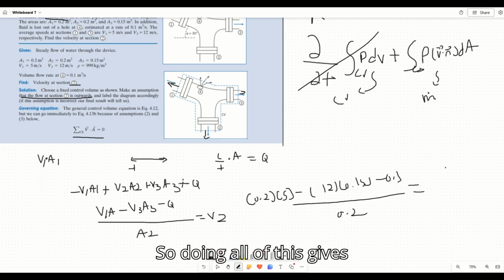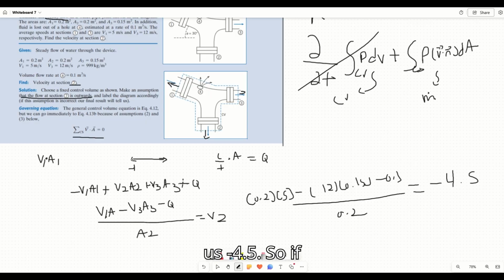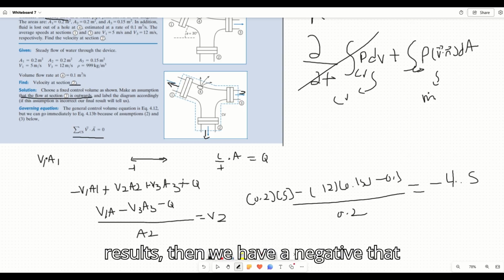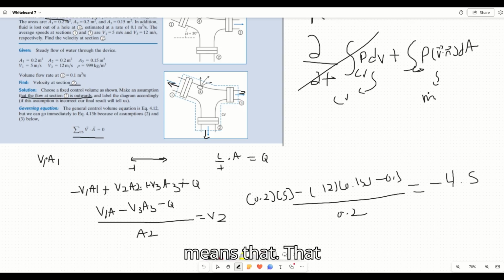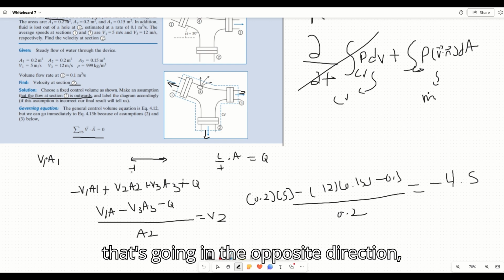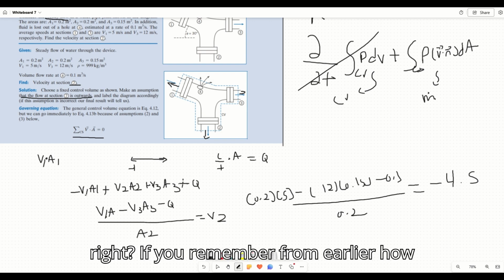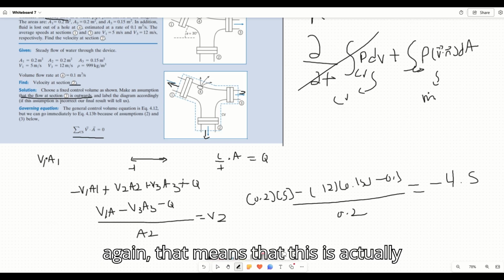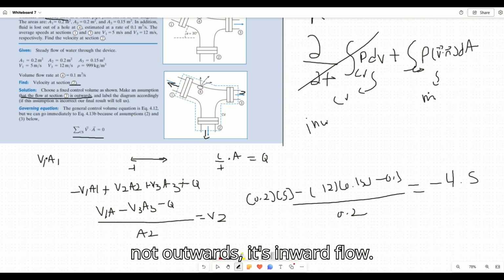So doing all of this gives us -4.5. So if the assumption is incorrect, our final result will tell us. Now we have a negative. That means that it's going in the opposite direction, right? If you remember from earlier how we got the negative here and we solved again, that means that this is actually not outwards, it's inward flow.